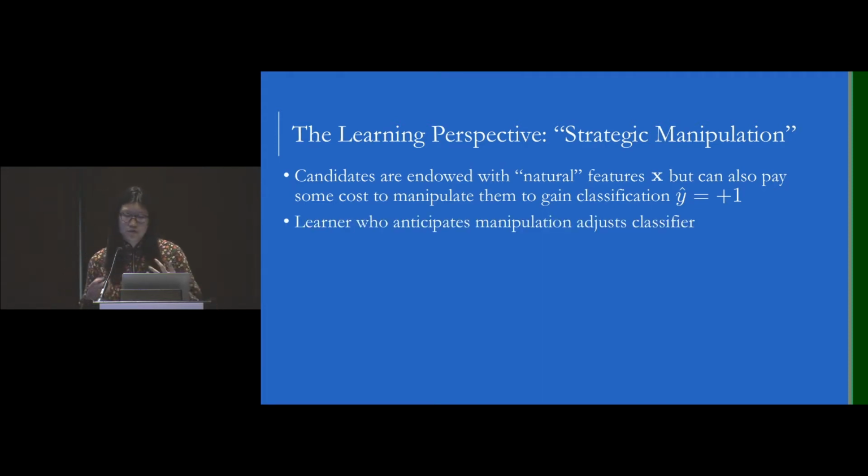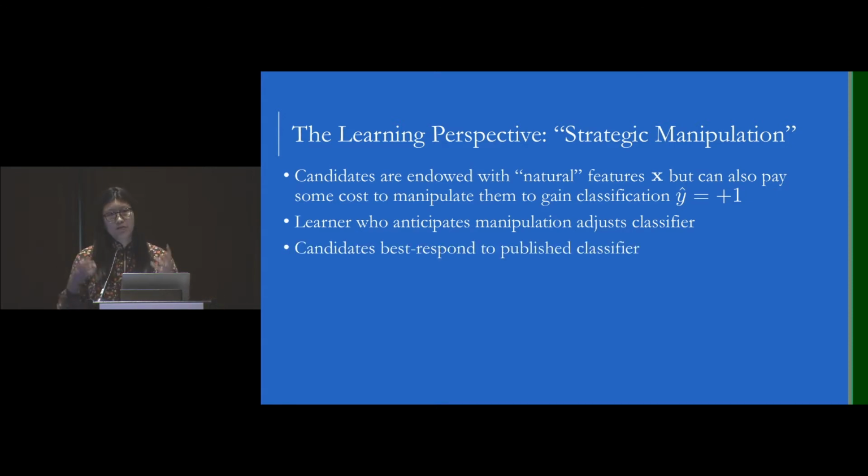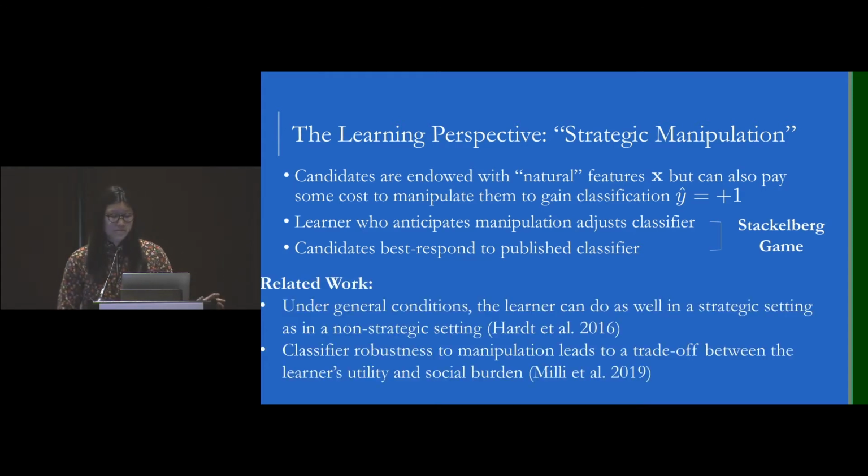A learner, the person in charge of a classification system, might anticipate that possibility, and might change the way they think about the SAT score as a feature, knowing that the test prep industry is so prominent in certain communities. And then candidates will best respond to a possibly changed classifier. This interaction is called a Stackelberg game. There's been some work in this area on strategic manipulation, which says that in fact the learner can do quite well even when a candidate can manipulate their feature.